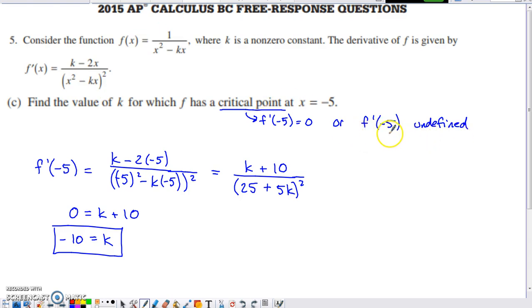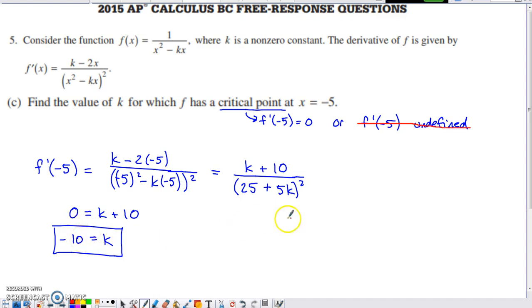Since the function is not going to be undefined at -5, we can rule this out as a possibility, but in general, you'd have to worry about the derivative being undefined at a value as a potential location for a critical point. But in this case, we just really need to worry about setting the derivative equal to 0. And so if we set the derivative equal to 0 with this x value tossed in, we end up with this expression here. And this expression is going to equal 0 only when the numerator is 0 and the denominator is not. So I set the numerator equal to 0.